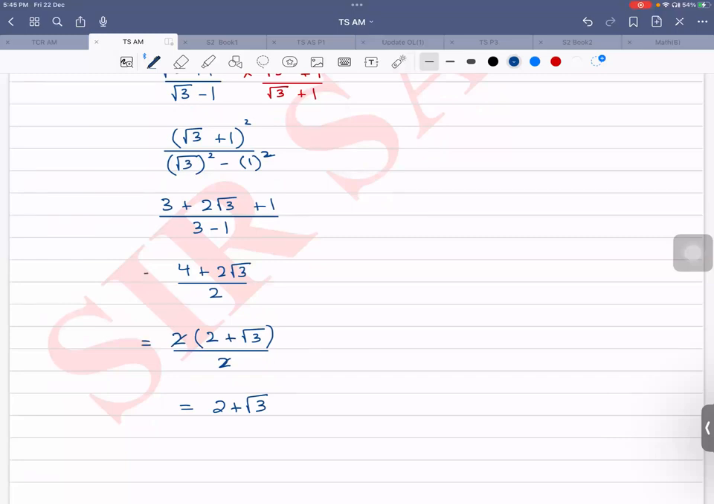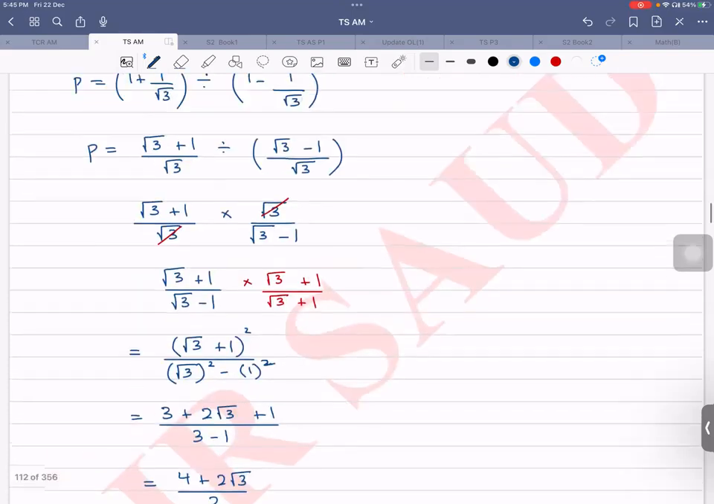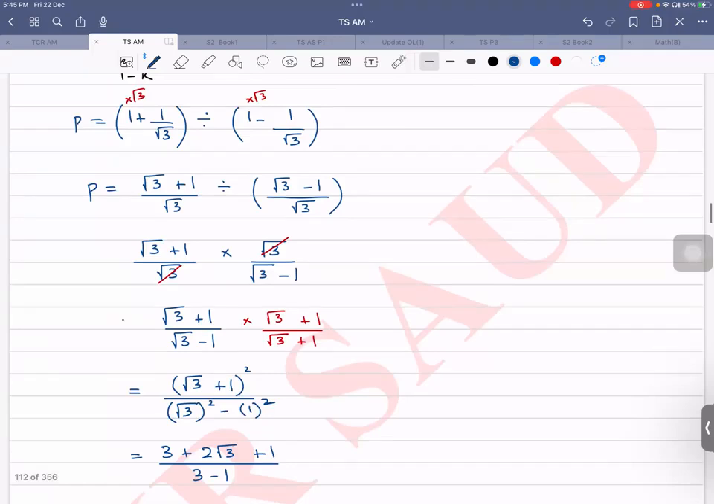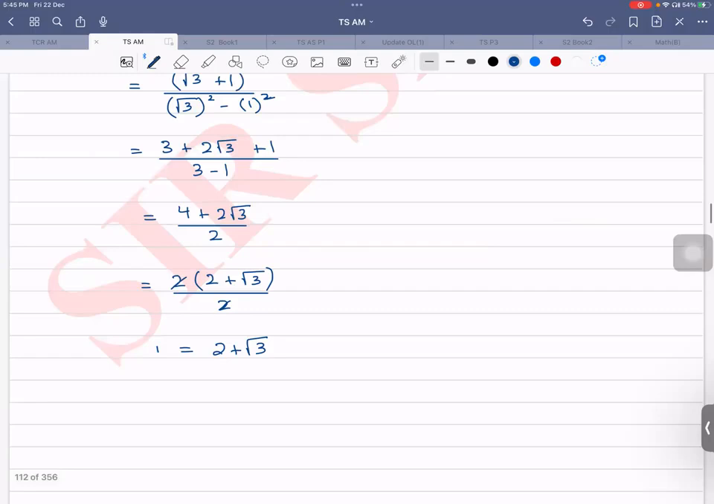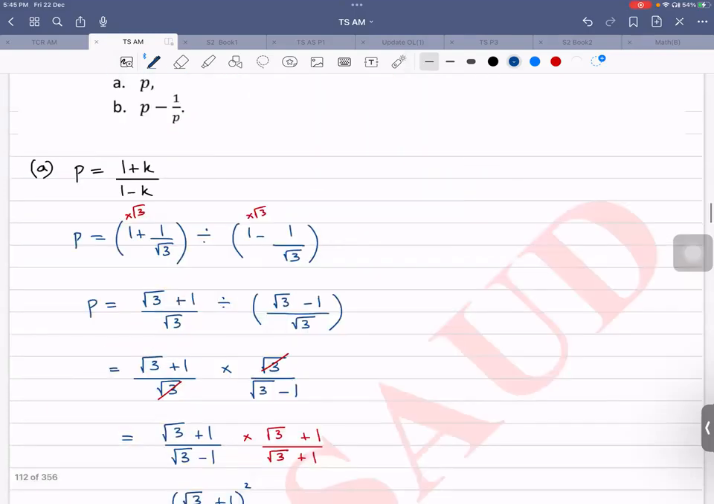ये हमने किसकी वैल्यू निकाली है? हम किसकी वैल्यू फाइंड कर रहे थे? The value of p. So this is basically p is equal to this. Next part.